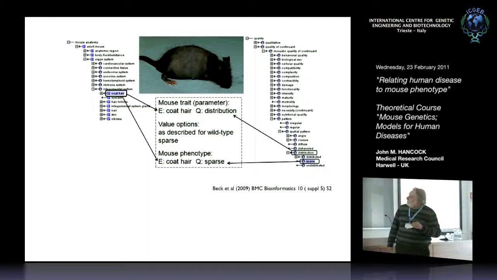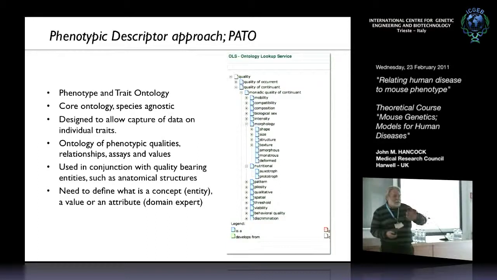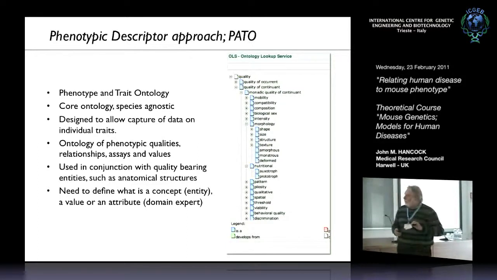So the thing about PATO, which is unique, is that you migrate from descriptive properties to general properties, and by doing that, you migrate from trait to phenotype. Which means you only need two terms, but implicitly in that is that as well. So we've been experimenting with using that in Europhenome with the aim that eventually it will be possible to map between the mouse phenotypes and the human diseases, although we're still quite a long way from doing that.